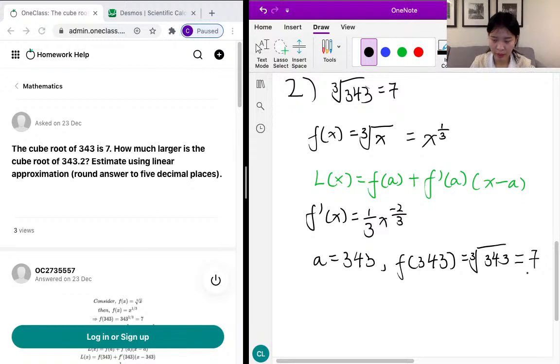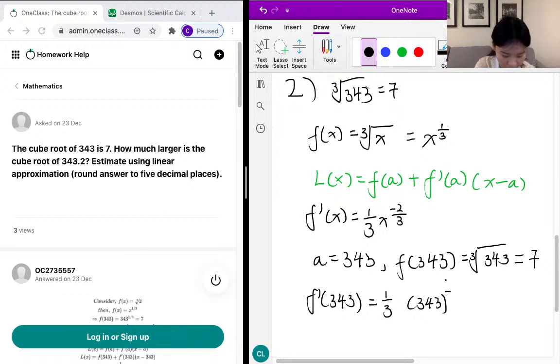Okay, so we already have the value f of a, and we now need to find the value f prime of a. So f prime of a is equal to 1 over 3, or I guess I should just plug in the value of a, because a is 343, written right over here, and we'll just do 1 over 3, x, which is 343, which is a, to the power of negative 2 over 3. We need to find this value.